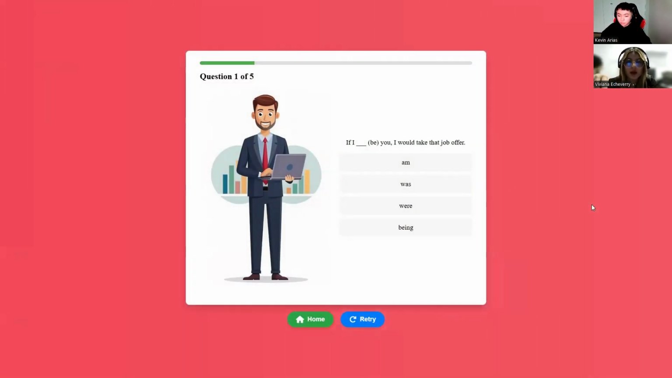Here we have our first question that says, "If I (be), you, I would take that job." Keep in mind that in the second conditional, we use "were" for all subjects, including I, to express hypothetical situations. For example, "If I were you" suggests that I am not you, but it is used to give advice based on the imagined scenario. So in this case, the correct option is "were."